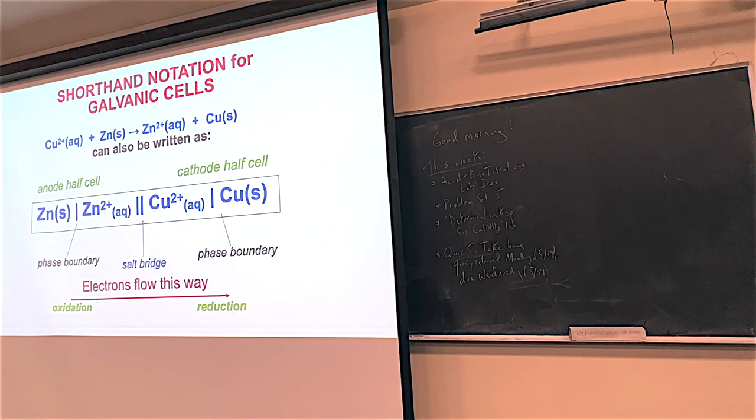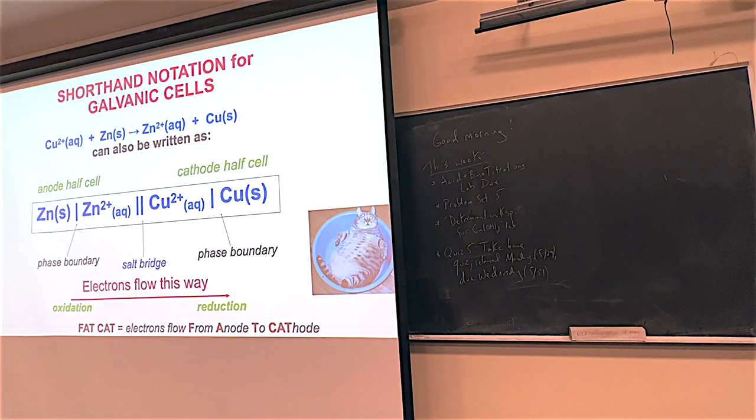Single lines mean phase boundary. So you're going from like a solid to a solution in this case, or in this case, from a solution to a solid. And the double line represents the salt bridge, the way to separate the anode from the cathode. So when you see this and you get used to it, it does make sense. And it's very shorthand, very efficient. You could write it in Microsoft Word or Google Slides without having to draw all the different pieces.